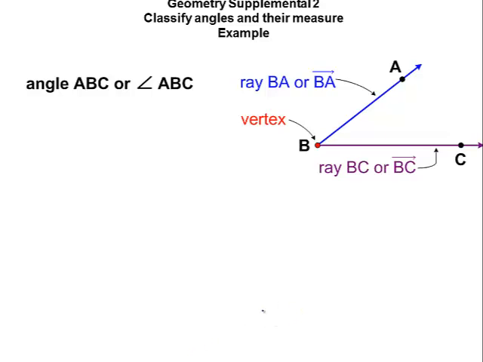Okay. We have ray BA. We have ray BC. And that's kind of what this tells us. This tells us that B is the vertex, so we have a ray that way and we have a ray this way.